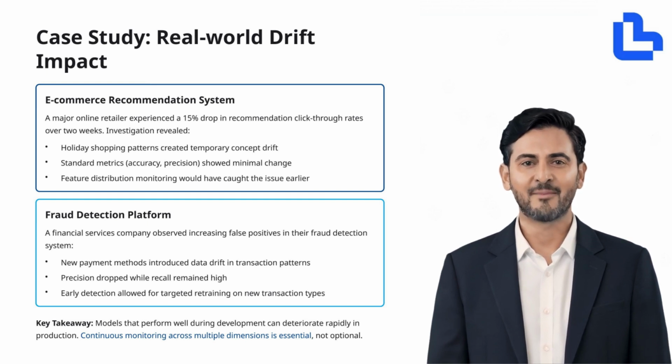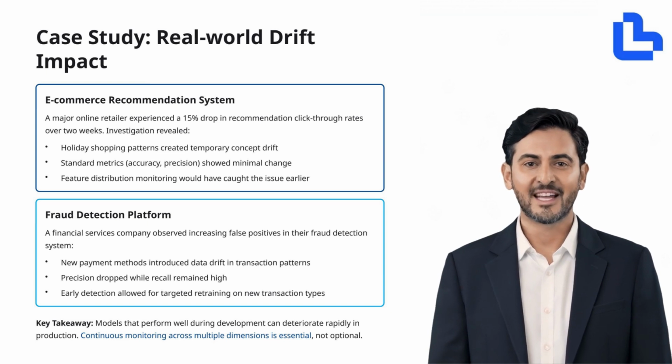But precision dropped significantly, leading to unnecessary investigations and customer friction. The root cause? New payment methods had introduced data drift, changing transaction patterns in ways the model wasn't trained to handle. Fortunately, early detection allowed the team to retrain the model on these new transaction types before the issue escalated.